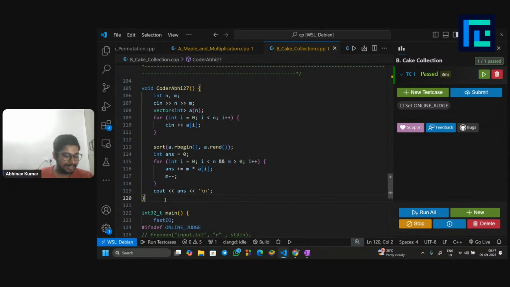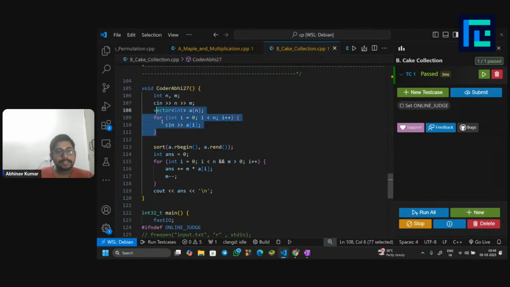I can't predict the rating, but maybe 1100 or 1200 maybe. I don't know. It was a pretty easy problem only. Okay. So I hope there are no doubts in this problem.